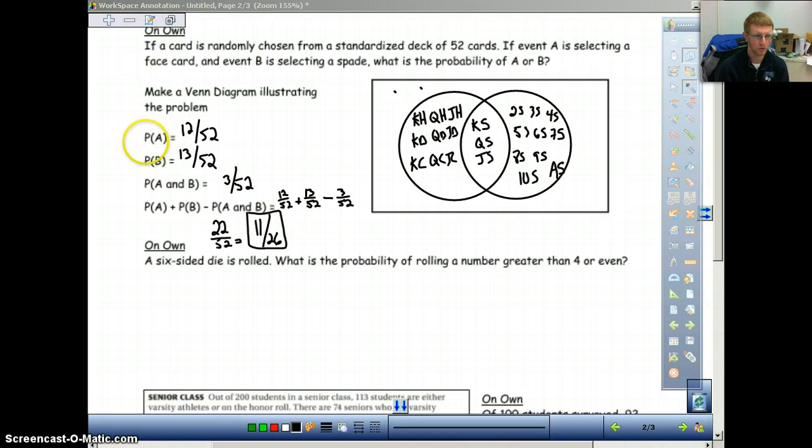So again, all you're doing is step by step your probability of A, probability of B, the probability of both, so you want to see where they overlap, and then you just use your formula. Okay, so there's another one for you to do on your own. You don't have to do a Venn diagram unless you feel the need to, but maybe write out all of these so that it's easier. So hit play when you're ready.